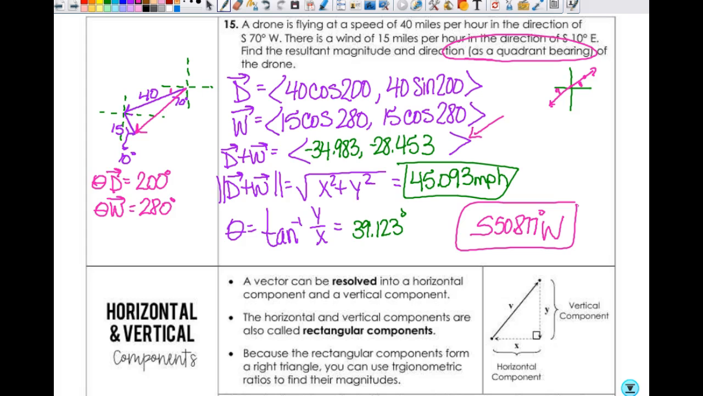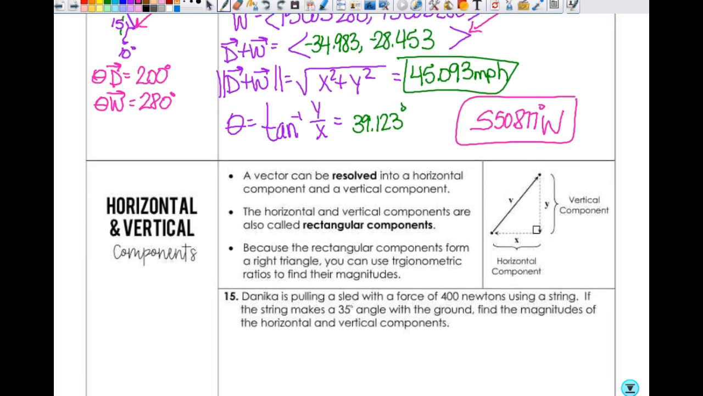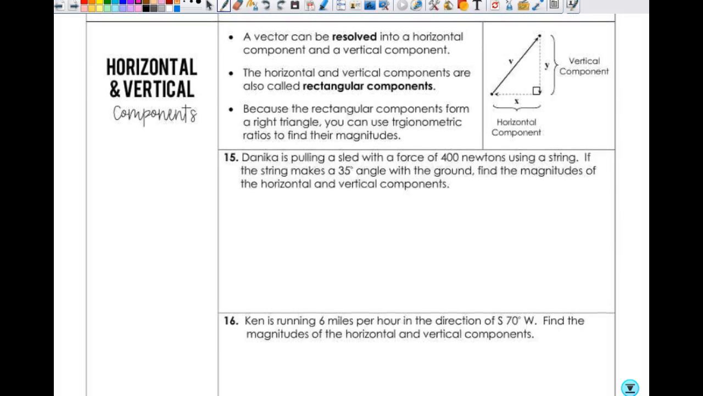Okay. All right, let's talk about horizontal and vertical components. So this component form is your pointy bracket form. It's called component form because it has horizontal and vertical components, right? So a vector can be resolved into horizontal component and vertical component. The horizontal and vertical components are also called rectangular components because we're using them in the rectangular coordinate system.